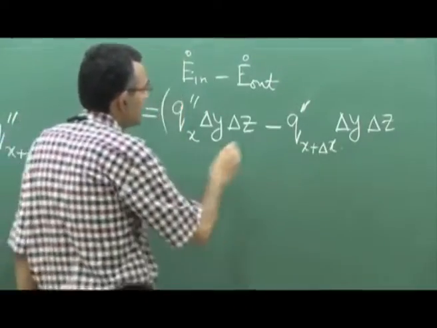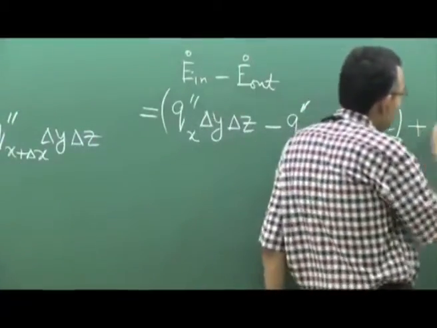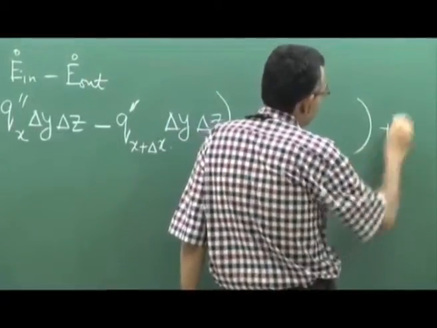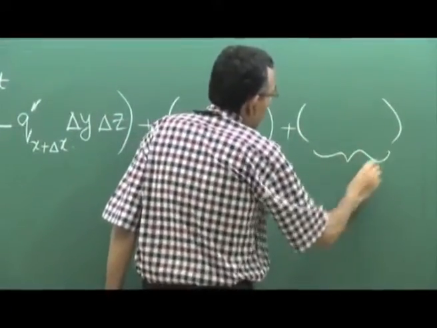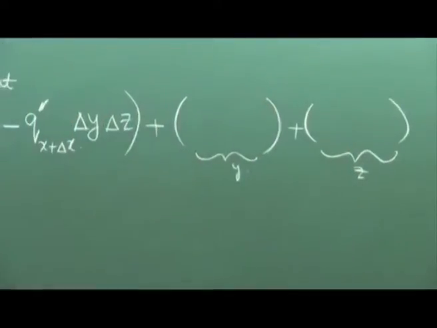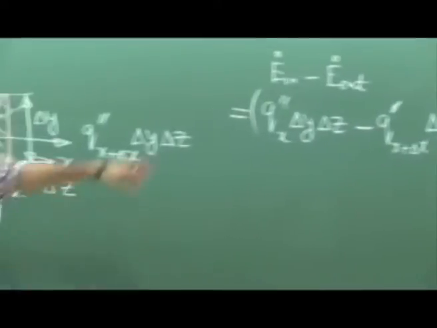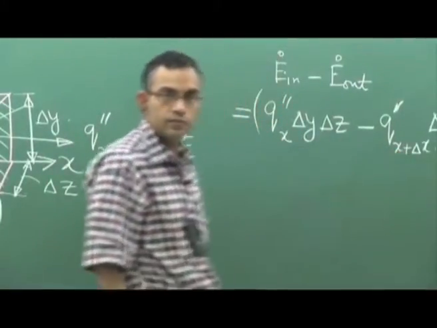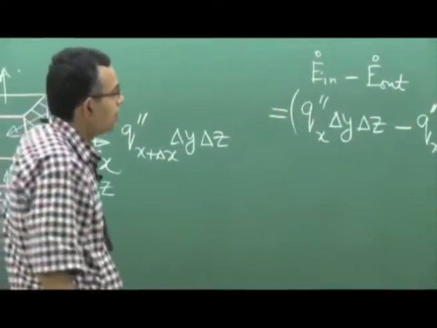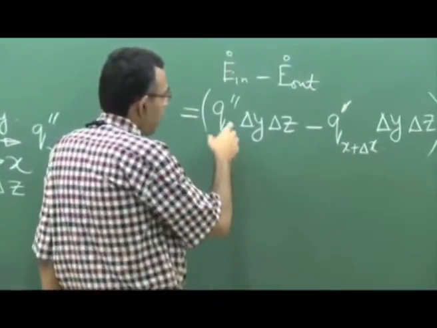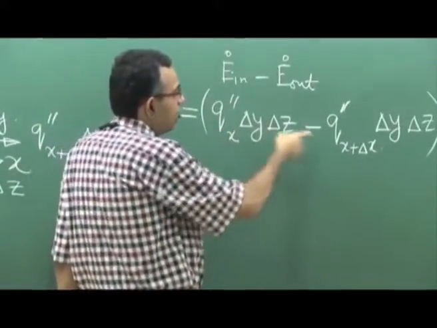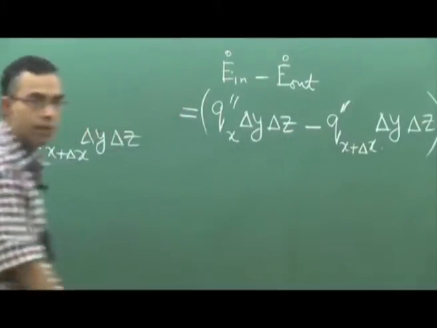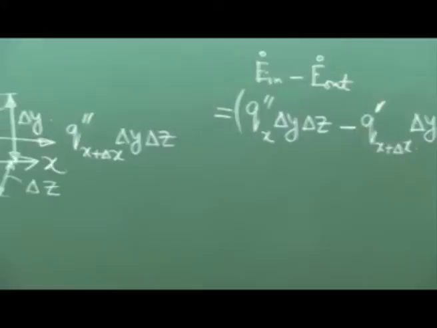This is along x plus similar terms along y and similar terms along z. We will write those terms very soon, and we will write those terms by looking into the analogy with this. Now you see here that basically we have to write the difference between q double prime x and q double prime x plus delta x.